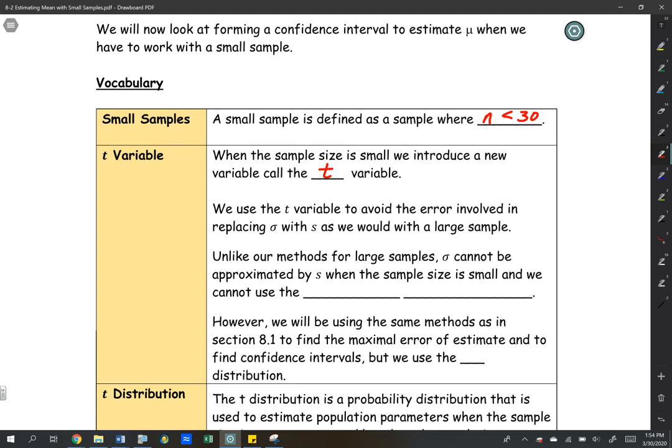Unlike our methods for large samples, the population standard deviation cannot be approximated by s when the sample size is small, and we cannot use the normal distribution. However, lucky for all of us, we're going to be using generally the same methods as we did in 8.1 to find the maximal error of estimate and to find confidence intervals, but we're going to use the t-distribution. And you'll see what I mean.